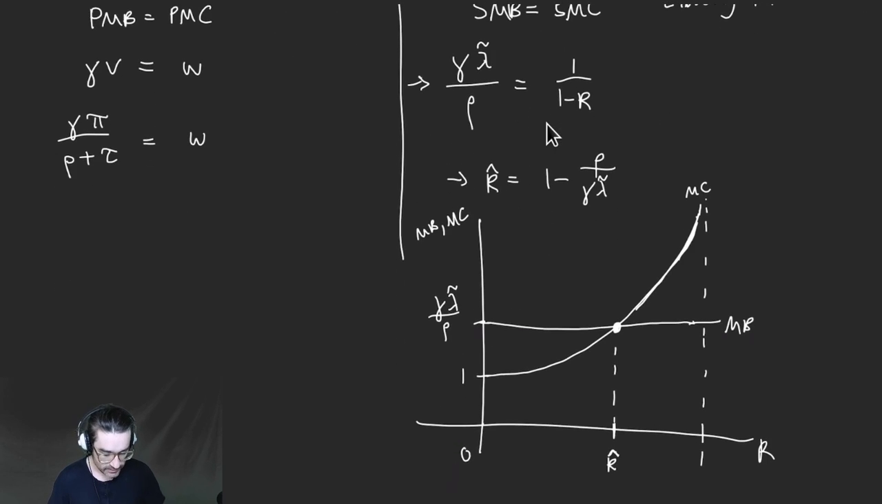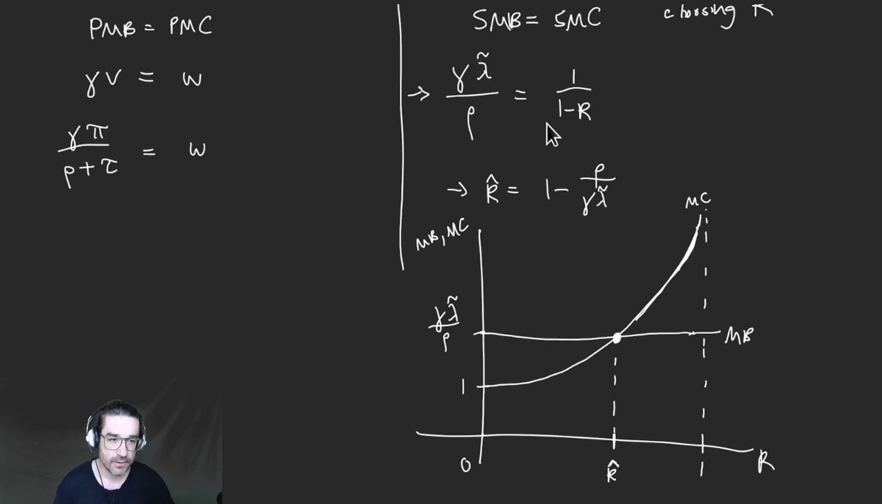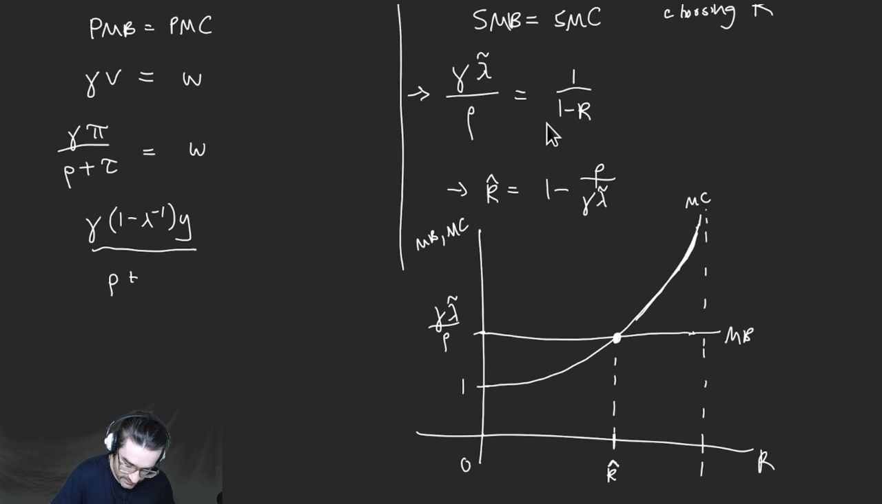So we need to do a little more work here, but it's not too bad. We know what pi is, and we know what W is, so it's just a matter of plugging those in. We're going to get lambda, 1 minus lambda inverse, times y. Remember, pi is 1 minus lambda inverse times y. It's that function of lambda, your technological lead, that goes from 0 to 1 depending on how much bigger your lead is than 1, times the actual output. And then here we get rho, and I'll plug in gamma times r. So tau, remember, is gamma times r, because r is the number of researchers and gamma is the probability of success.